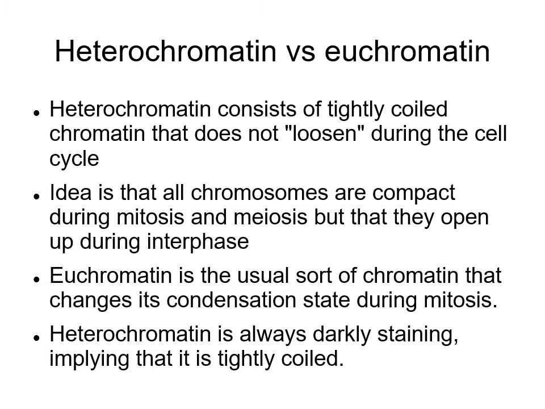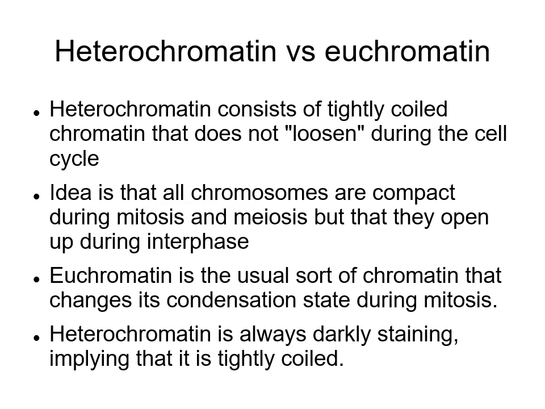Okay, so heterochromatin versus euchromatin. Heterochromatin is basically silenced chromatin, which is what the inactive X is going to look like eventually. It consists of tightly coiled chromatin that doesn't loosen during the cell cycle because transcription is very, very much reduced from this type of chromatin. Regular chromatin is euchromatin, which changes condensation state during mitosis.